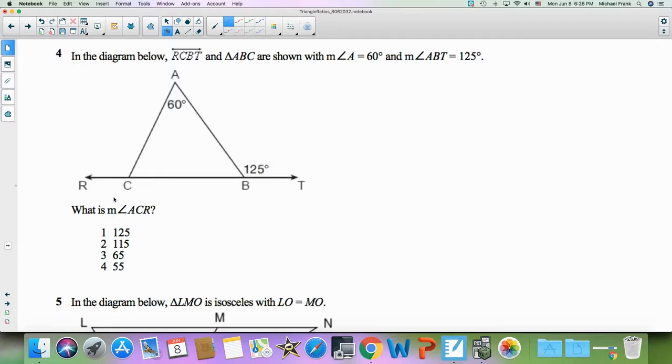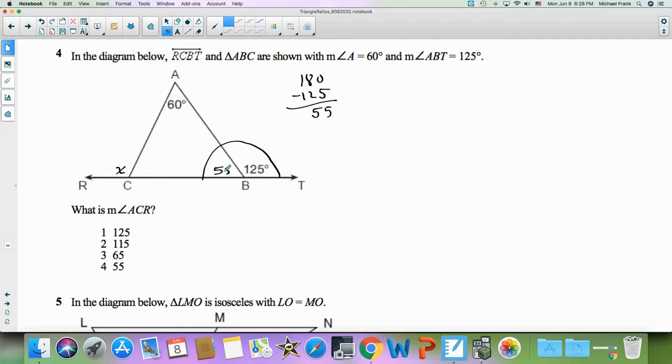Okay, here's another one. These are really just puzzles. Just putting together the puzzle. Find the measure of angle ACR. That's the angle that they want us to find here. Well, we're just going to piece it together. Well, these two angles right here are next to each other on a line, which means they add up to 180. So if you take 180 and you subtract 125, you get 55.